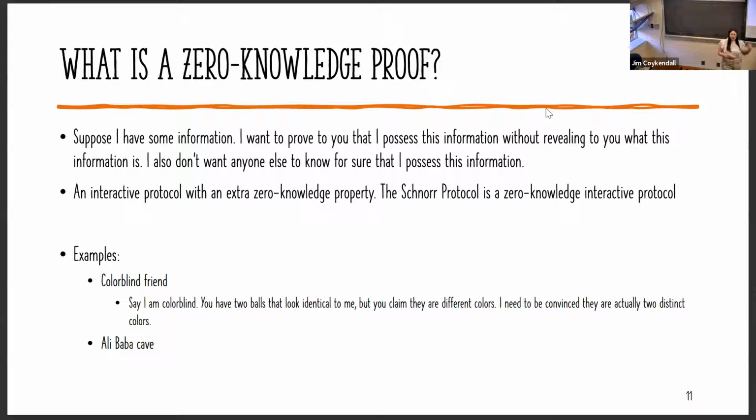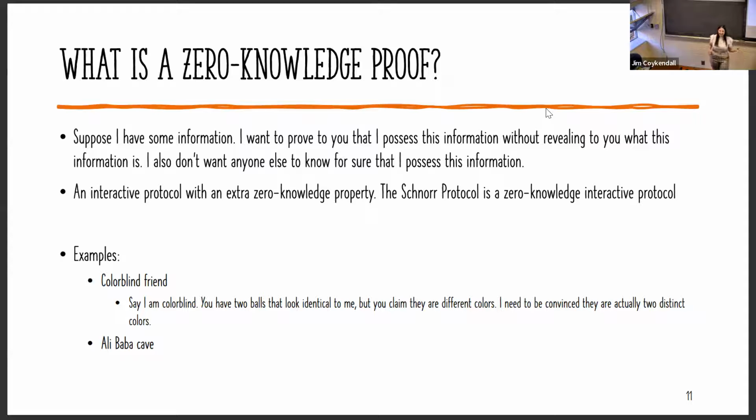Additionally, I don't want anyone else to be able to know for certain that I do in fact know it. So it's just a two-party verification, like a third party will not be able to confirm. So a zero knowledge proof is an interactive protocol with an extra zero knowledge property. Like before, interactive protocols have completeness and soundness. Zero knowledge proofs also have a zero knowledge property that I'll talk about in a minute.